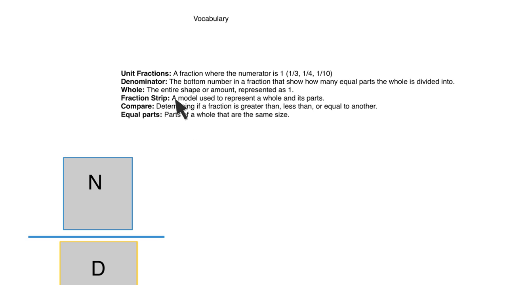Whole, the entire shape or amount, is represented as 1. Fraction strip, a model used to represent a whole number in its parts. Compare, determining if a fraction is greater than, less than, or equal to. We have a greater than, less than, or equal to sign. And equal parts, the number of parts of a whole that are sized the same. We have our numerator, and then we have our denominator.